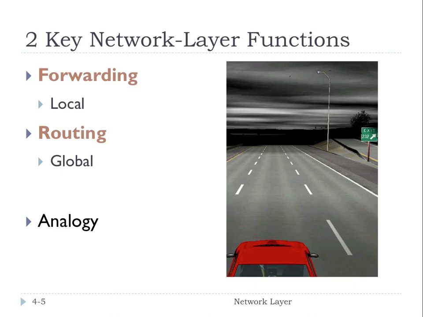By analogy, we could think of going on a trip. If we're going on a trip, routing is the process of planning the trip from source to destination. If we're going from Tennessee to New York, we're going to have to think about what interstates we're going to take, all the different intersections that we'll go through to get from Tennessee to New York. That is like routing. Forwarding is like getting through a single interchange. So it's going up to one red light and saying, do I take a left, right, or go straight? That is forwarding. Routing is a global process. Forwarding is a local process.